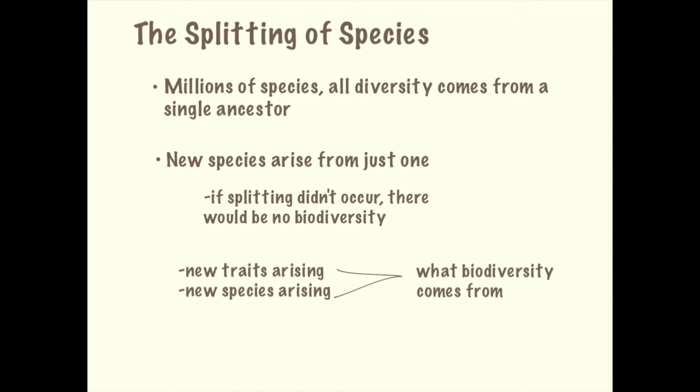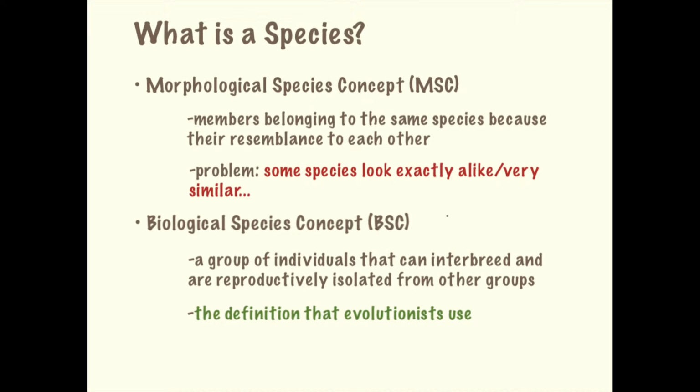There are many species in nature, each with its own set of traits, and they have all derived from one single ancestor. The splitting of one species causes biodiversity, but we need to know how the species split to create a new species. According to the morphological species concept, a species is a group of individuals who resemble each other. The problem with this, though, is that some different species resemble each other really well. A species, according to the biological species concept, is a group of interbreeding populations that are reproductively isolated from other groups. This is the better definition.